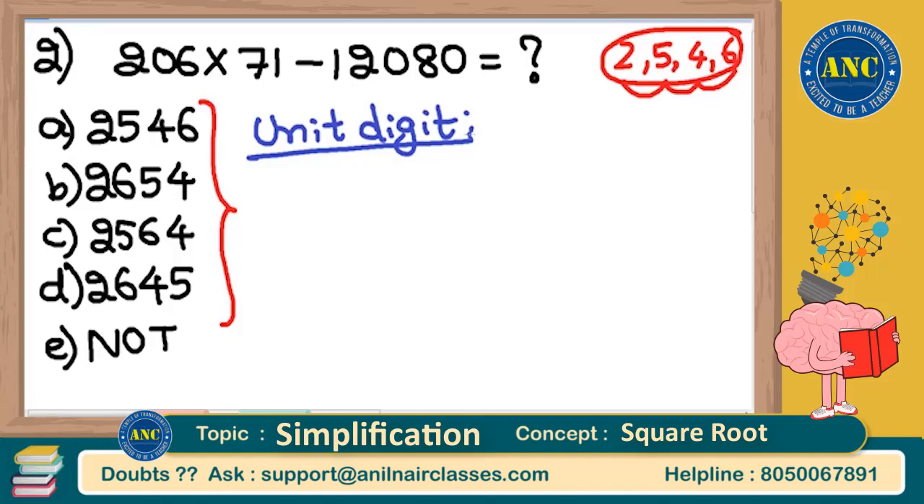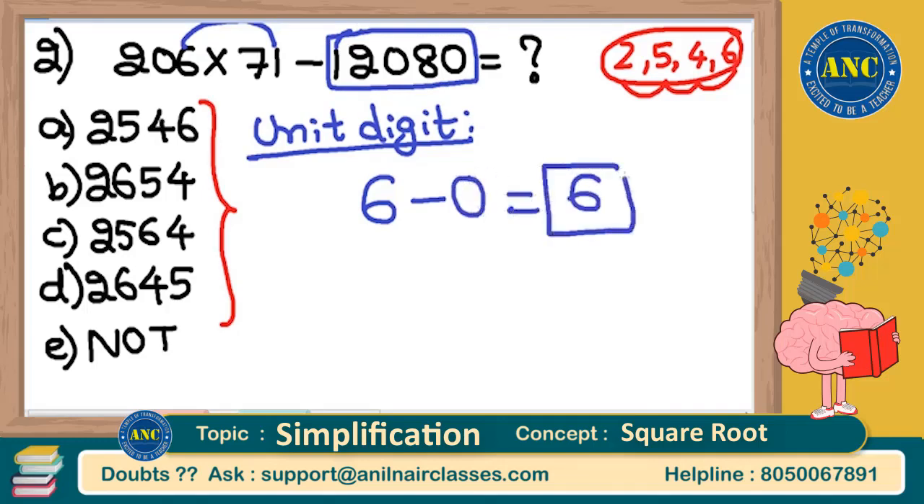Simple, right? See here, the unit digit concept. If I apply digital sum, all four options will match, so I will not apply digital sum. Rather, I will work with another concept called unit digit. I only work with the unit digit. 6 into 1 is 6. Minus 1 into 0. Sorry, this is anyway a complete number, 12080, whose unit digit is 0. 6 minus 0 is 6. Unit digit in the question is 6, so the answer's unit digit should also be 6. There is only one option which is matching.